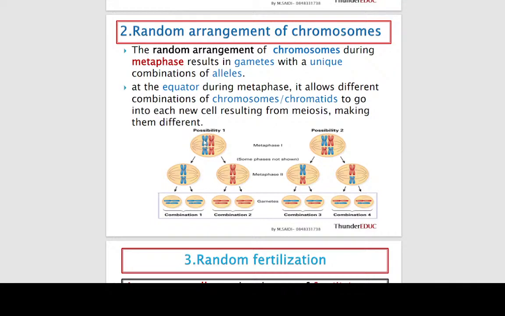We don't know whether this chromosome is going to be on this side or on the other side. We don't know which side this chromosome is going to be.